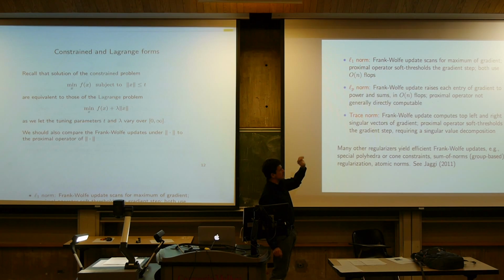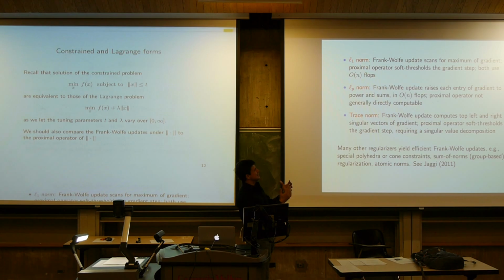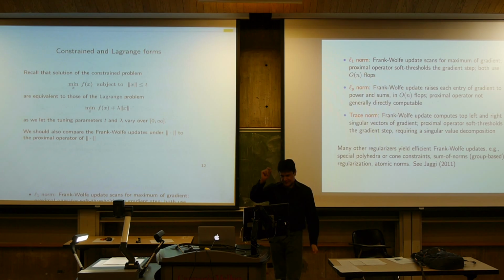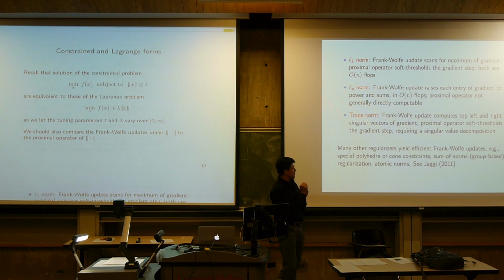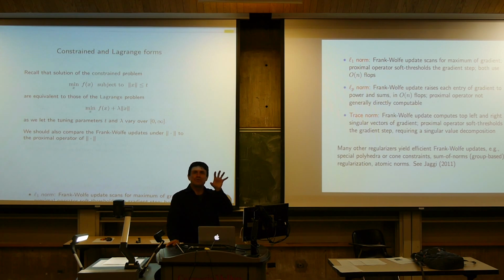The proximal operator, on the other hand, if this is a p-norm that is different from 1, 2, or infinity, then it's not necessarily computable directly. If you think about the trace norm, again, the trace norm is the one that we just saw. We just have to compute the top left and right singular vectors. If you were to look at the proximal operator, then you would require the entire singular value decomposition. Okay. Now, there are other examples of either some regularizers for problems or other examples where you have constraints that are also amenable to Frank-Wolfe.